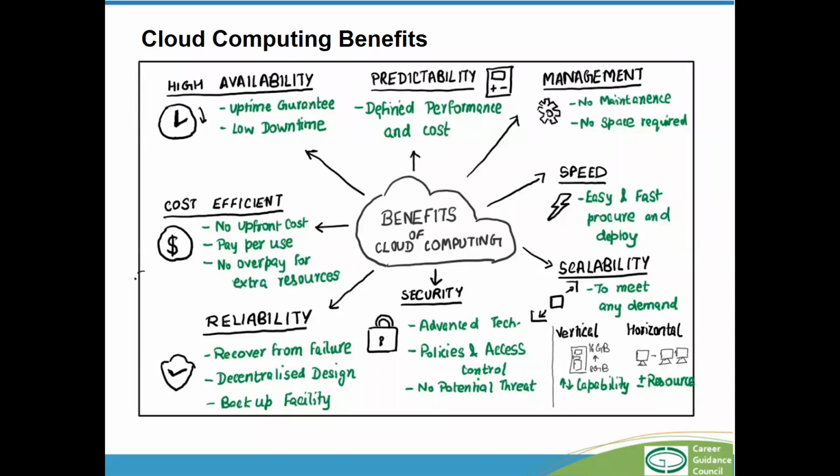AWS tells you that if you use my cloud services, you will get these benefits, like high availability. My services have 99.99% high availability. If you opt for my server from AWS, I will give you the guarantee that 99.99% of the time my server services will be available for you. Predictability, management, speed. Speed for the business has tremendously improved.